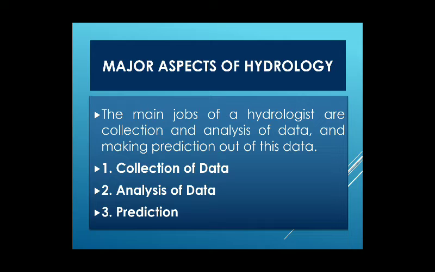snowfall and snow melt data, runoff data and topographic maps and groundwater data. Secondly, analysis of hydrologic data that includes checking it for consistency and homogeneity as well as finding its various statistical parameters. Thirdly, the prediction means to find design values and the maximum possible events like rainfall, floods, droughts. So, various approaches are used, like statistical, physical, etc.